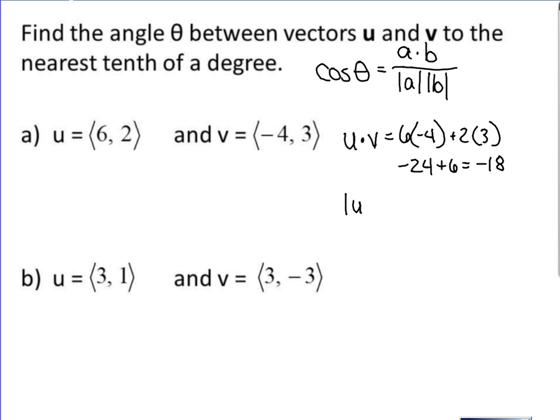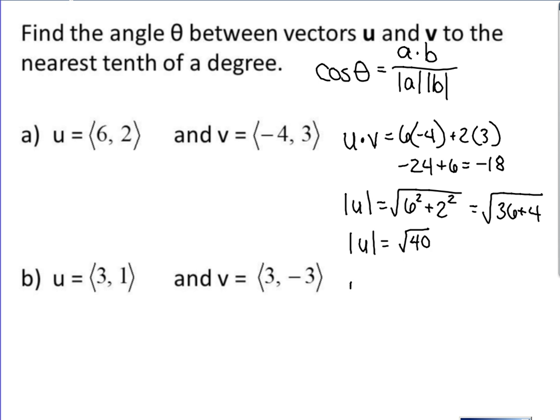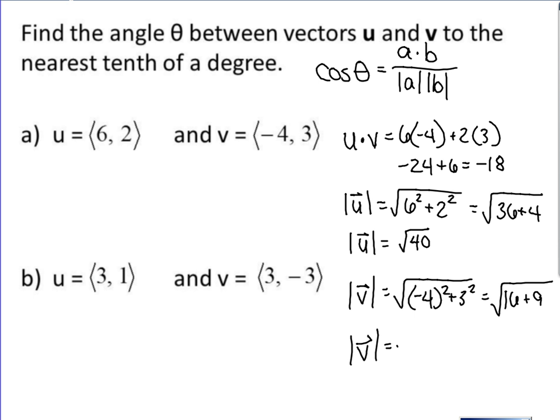If we do the magnitude of u, we're going to have the square root of 6 squared plus 2 squared, or the square root of 36 plus 4. So the magnitude of vector u is going to be radical 40. If we find the magnitude of vector v, that's going to be the square root of negative 4 squared plus 3 squared. Negative 4 squared gives us 16, 3 squared gives us 9. So the magnitude of vector v is going to be radical 25.